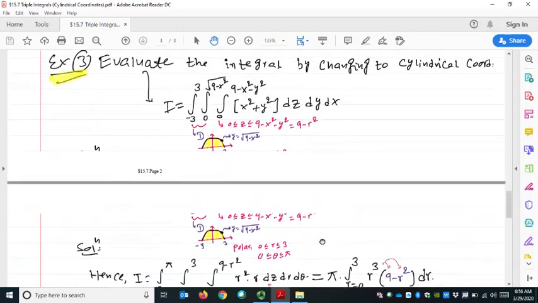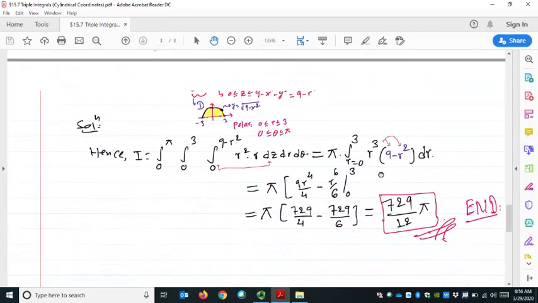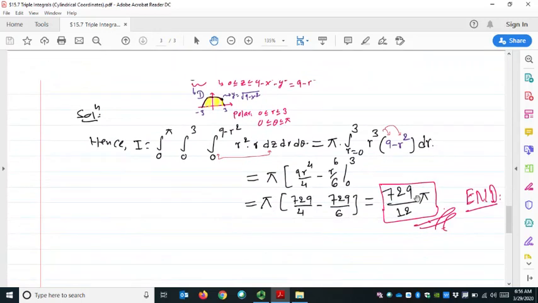So we found the value of this triple integral given in Cartesian coordinates by converting to cylindrical coordinates. The final answer is 729 pi over 12. Great. So we finished this section. In our next section, we'll study triple integrals in spherical coordinates. Thank you.